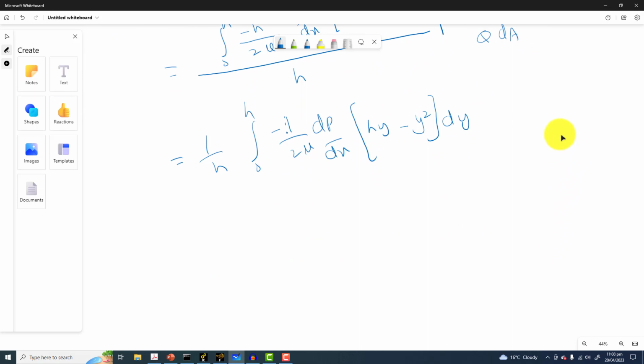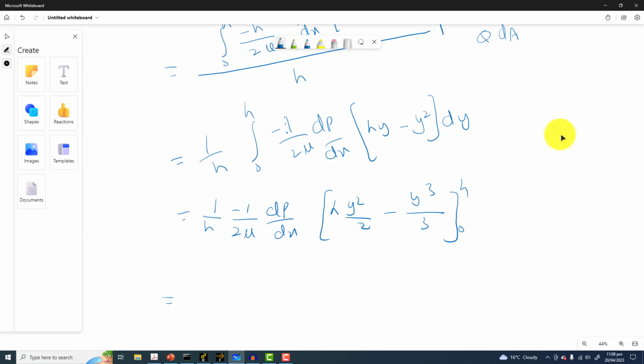So we would be getting here 1 upon h, so 1 upon h, and take this thing outside. This is equal to minus 1 upon 2 mu dp by dx. Integration will reveal us that this is equal to h y square upon 2 minus y cube upon 3, and limits of integration are h and 0.